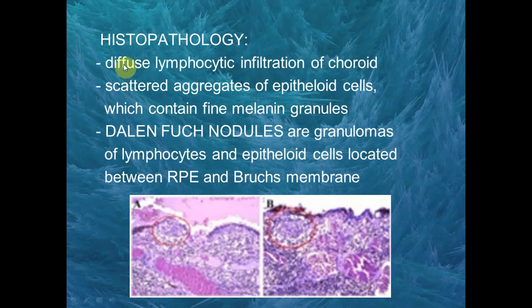When we do a histopathology, what do we see? We see diffuse lymphocytic infiltration of the choroid, and we also see scattered aggregates of epithelioid cells which contain fine melanin granules. We also see something called the Dalen-Fuchs nodules, which are classical for this. These are granulomas of lymphocytes and epithelioid cells, located between the retinal pigment epithelium and the Bruch's membrane. So Dalen-Fuchs nodules are something that we see in sympathetic ophthalmitis.